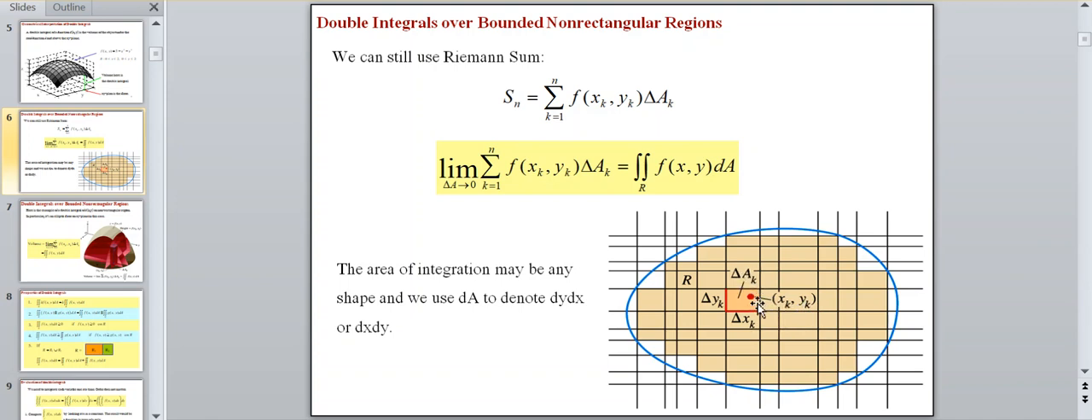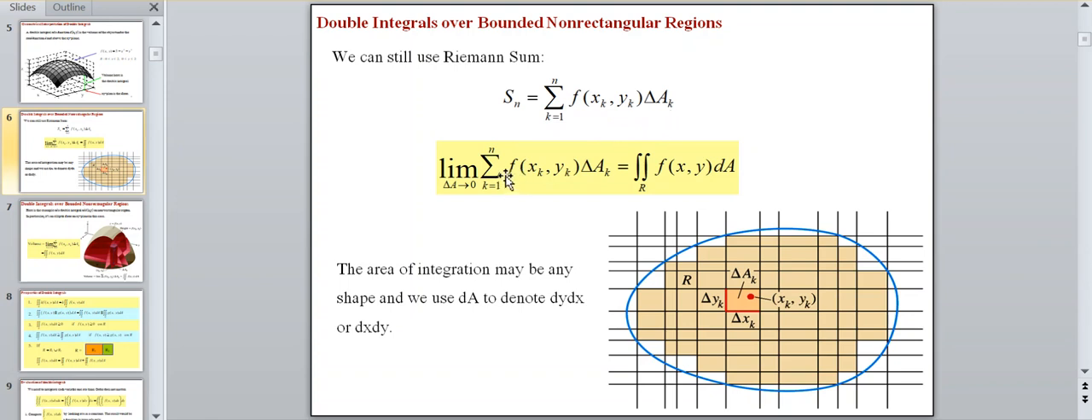Here they write delta A k. Delta A k is the area of this small rectangle, which is the product of delta x k and delta y k. It means delta A k equals delta x k times delta y k. Now consider this sum, S n, the sum from k equals 1 to n of f of x k, y k times delta A k. This sum is called a Riemann sum.